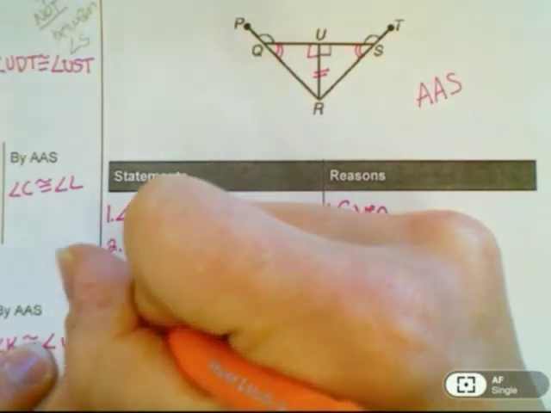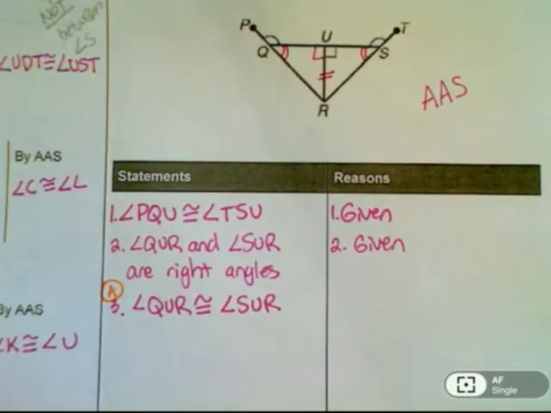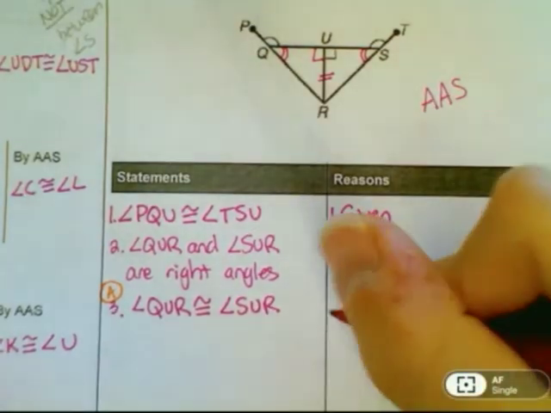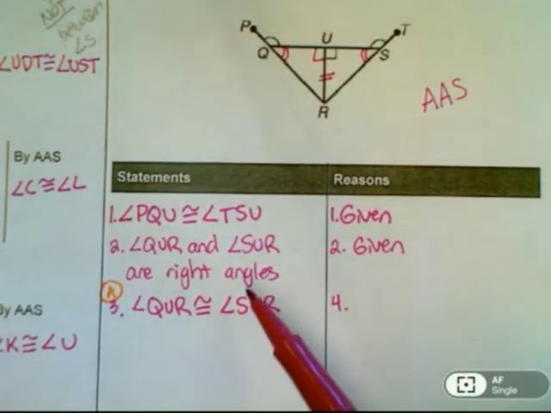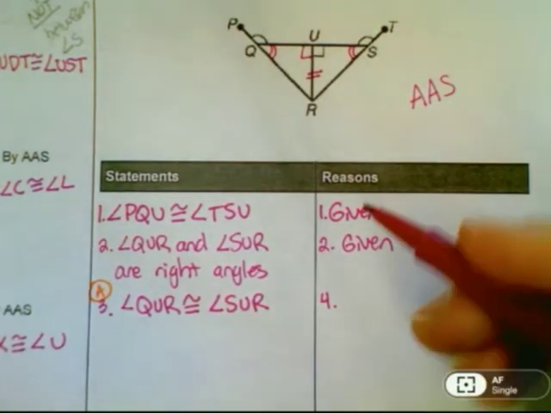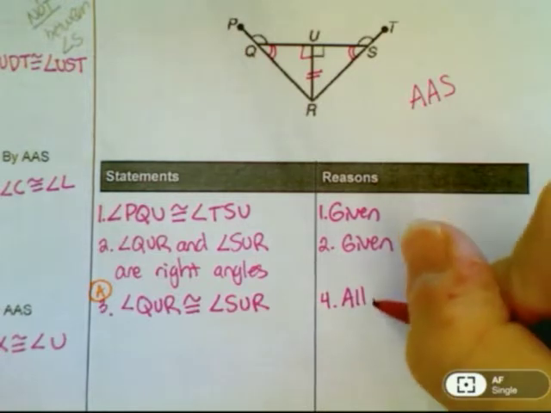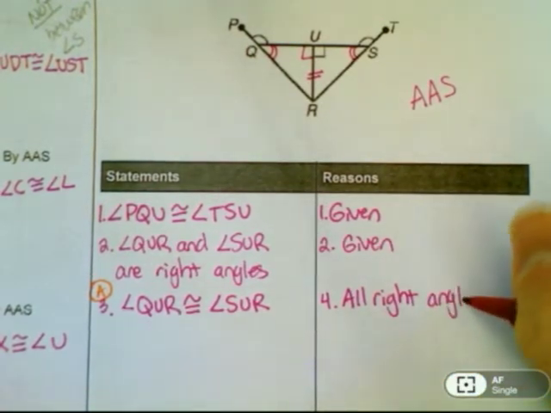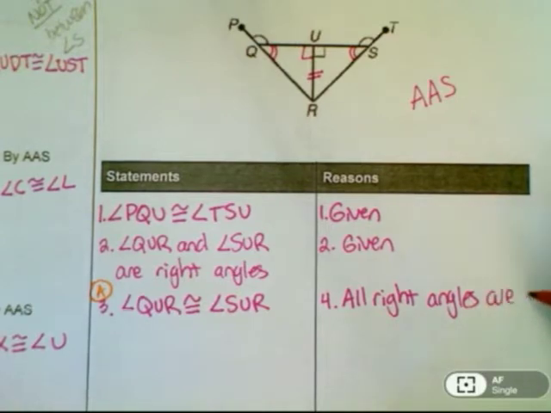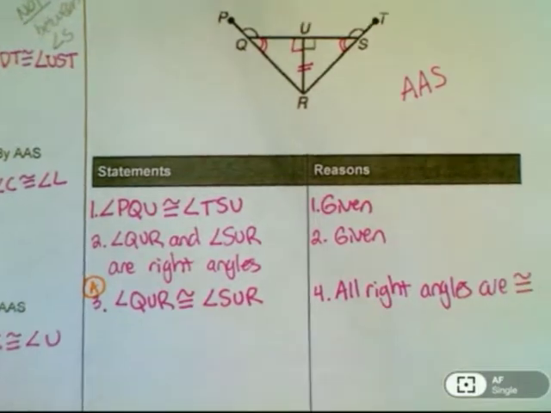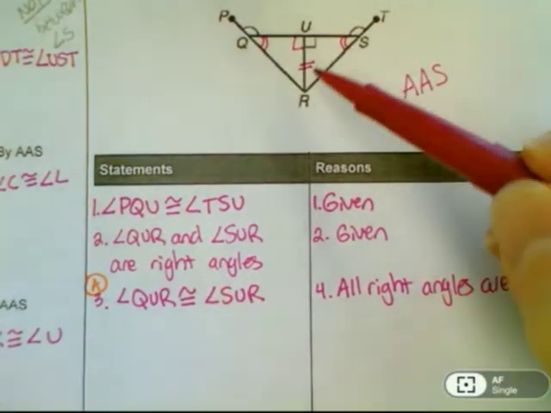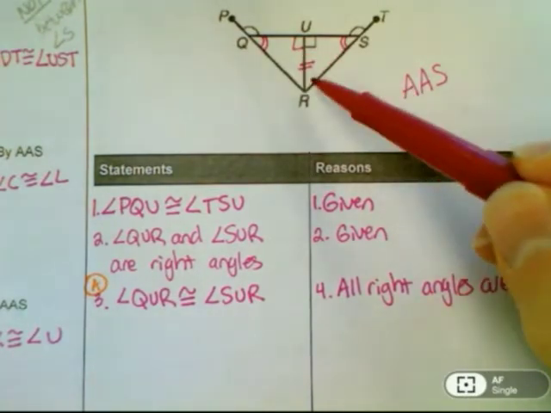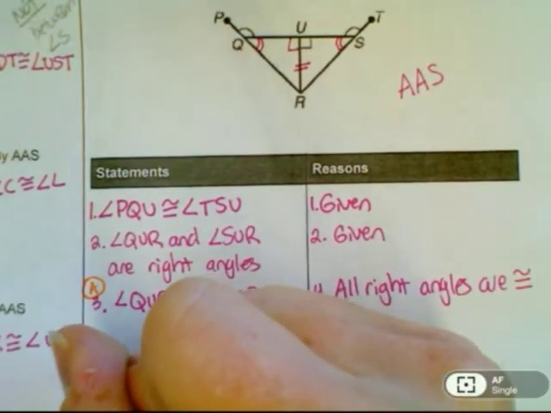I didn't really leave myself a lot of space, so I'll just put my A there. And why do we know that? Well, we know that because they're right angles, and we know that all right angles are congruent. Okay, one down, two to go. This side statement is pretty easy, so let's work on that.